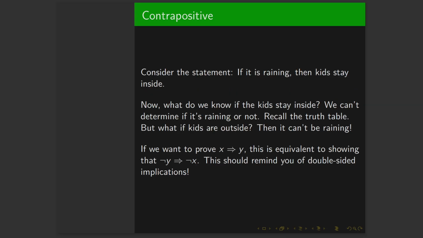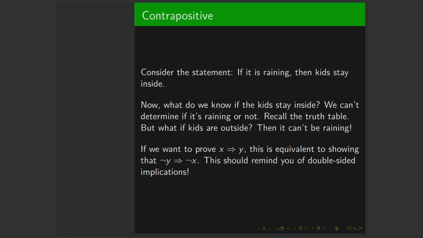Consider the statement, if it is raining, then kids stay inside. There's only one time where we gain information, that being when it's raining. So when it's raining, we know for a fact that kids stay inside, according to the truth table. But what else do we gain this information? Imagine that this implication is true. Well, if the kids don't stay inside, by the truth table, because the implication is true, it can't be raining. If y is false, then x must be false for an implication to be true. That's the main idea for contrapositive.